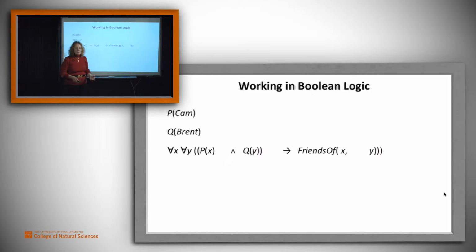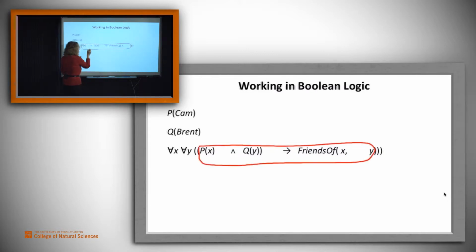So when we're working in predicate logic, what we'd like to be able to do is use all of the Boolean inference rules that we've already got. So for example, we see here that we have P of Cam and Q of Brent, and we'd like to be able to use modus ponens on that and assert that therefore Cam and Brent are friends.